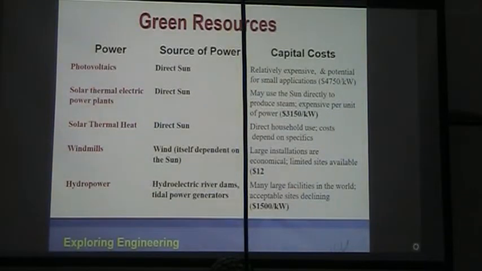Then there's hydropower. Again, that comes from hydroelectric dams or tidal power generators. In recent years, there's been a lot of experimentation on how to use wave action or tidal action to generate electricity.